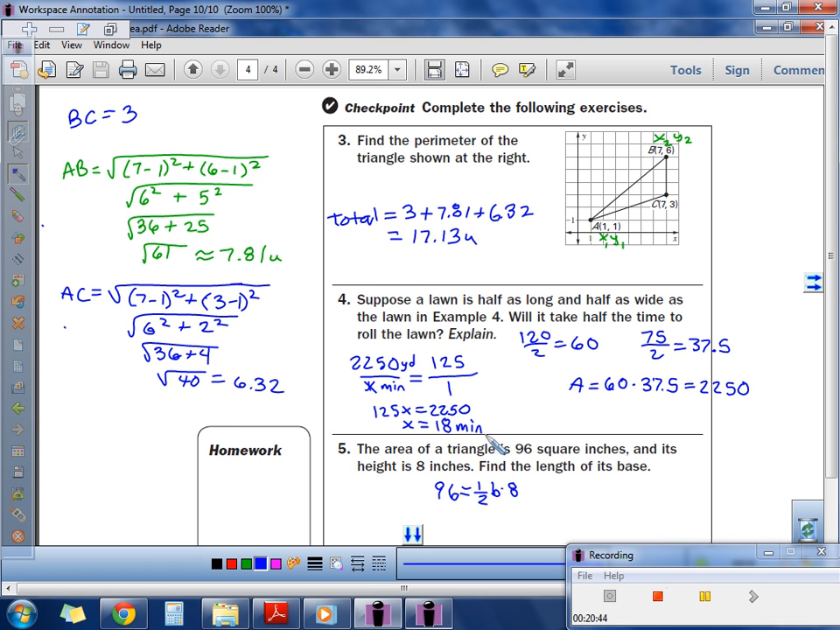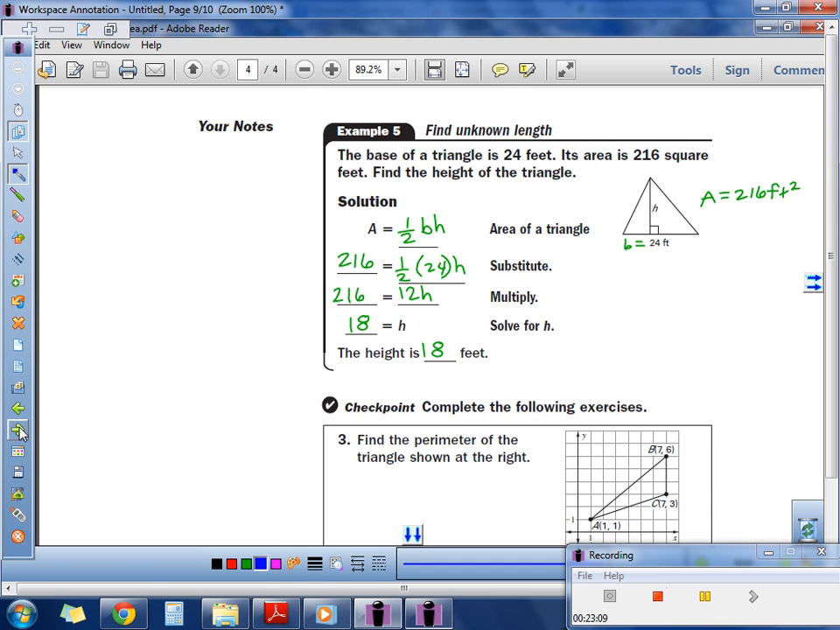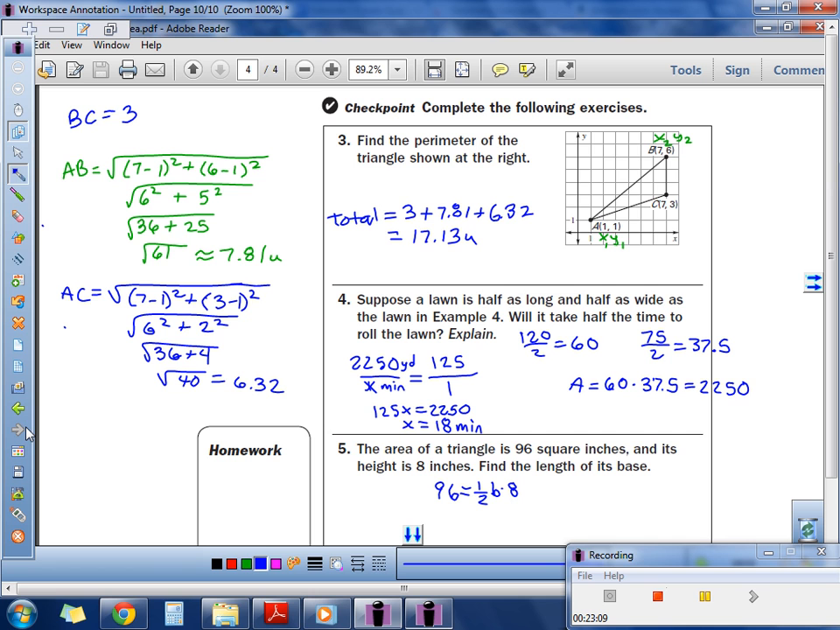Is that half as long as the previous time? Okay. We can compare that value back to our answer on example 4, and it says right there that it took 72 minutes. So is that half the amount of time? No. So this is actually a no answer, because 18 is not half of that 72 minutes.